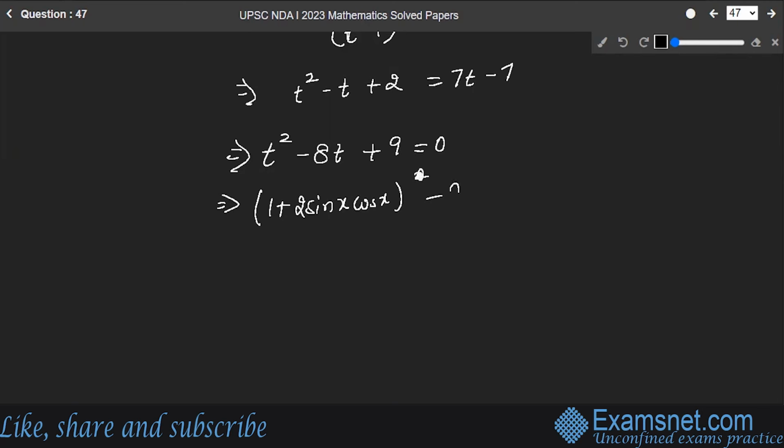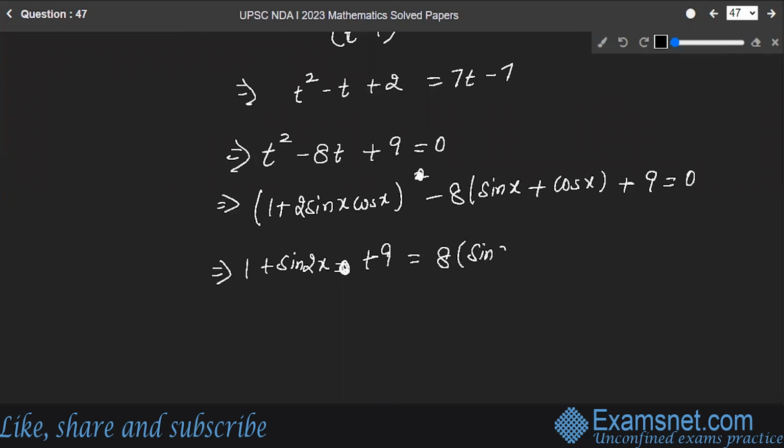It was this: minus 8 into sin x plus cos x plus 9 is equal to 0. Now this is equal to 1 plus sin 2x. I'll keep 9 with it, and this is 8 (sin x plus cos x), which makes it 10 plus sin 2x is equal to 8 sin x plus cos x.